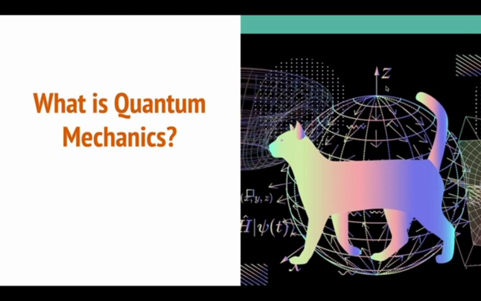Quantum mechanics describes the behavior of matter and energy at the scales of atoms and particles. In contrast to classical mechanics, quantum mechanics predicts that particles can exist in multiple states simultaneously and can exhibit entanglement, where the properties of two particles are correlated even when they're far apart.